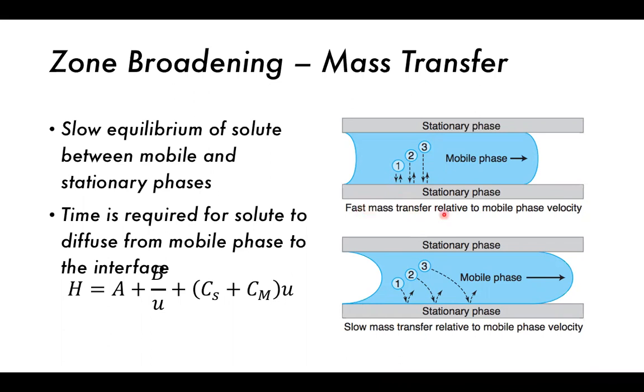In this one, we have fast mass transfer relative to the mobile phase velocity, so the frontier does not really extend. And here we have slow mass transfer relative to the mobile phase velocity, and so some of the particles get left behind and get spread out. This ends up increasing the width of the peak. So slow equilibrium of solute between the mobile and stationary phases causes a broadening of the peak, whereas fast keeps the particles generally together. This mass transfer is the time required for solute to diffuse from the mobile phase to the interface, so into the stationary phase and back out again.